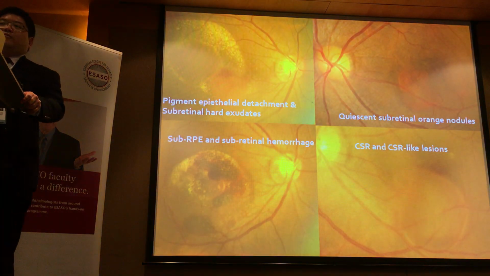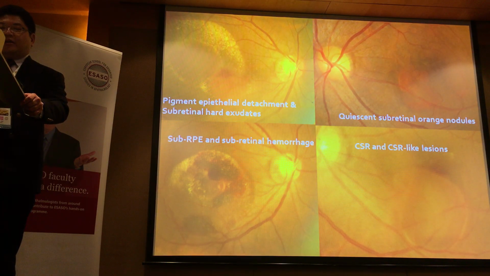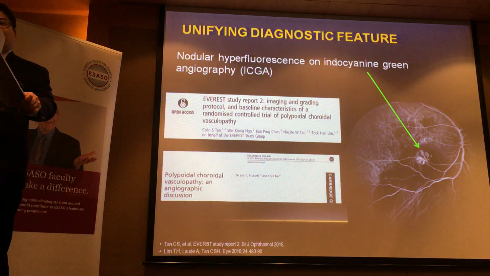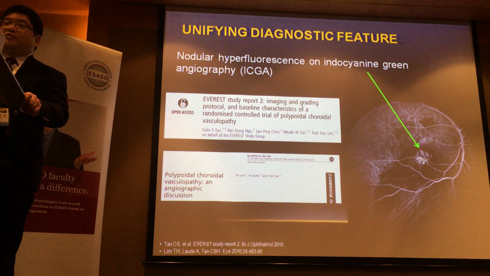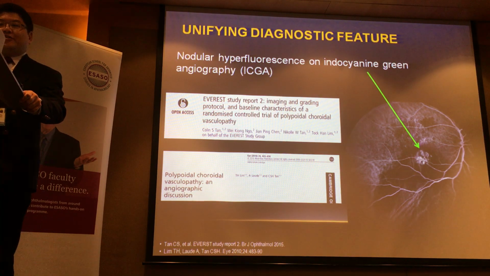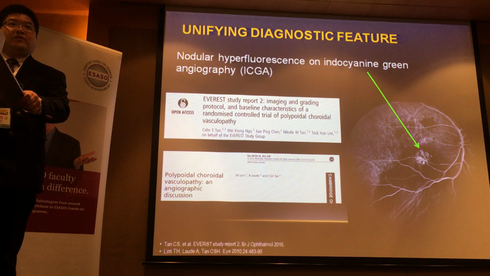PCV presents in a variety of ways, so that's something that we also have to take into account. There can be hemorrhage, but sometimes it can just be quiescent orange subretinal nodules as well. So this is a disease that sometimes has fooled people before. Now, the key feature and the gold standard for PCV is still ICG angiography, and this, in my opinion, does not change.